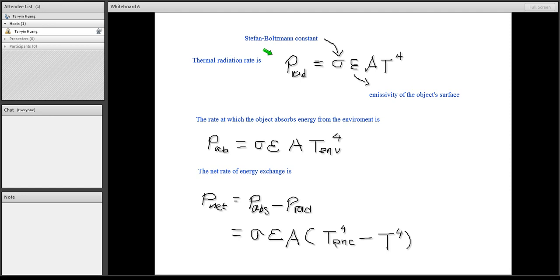Okay, so this one is the thermal radiation rate being radiated by you, and this is the rate at which your body absorbs radiation from the environment. So the net rate of energy exchange will be the amount of energy absorbed by you per second minus the amount of energy radiated by you per second, and that's equal to the constant times epsilon times the surface area times this quantity within the parentheses. So we pretty much finished chapter 18, and so that's it.